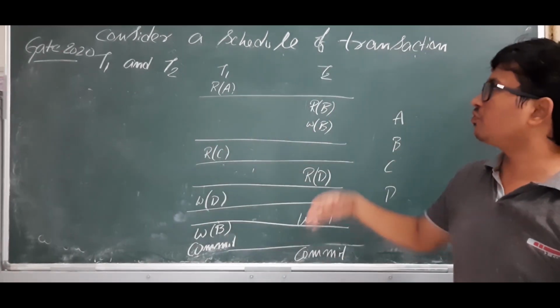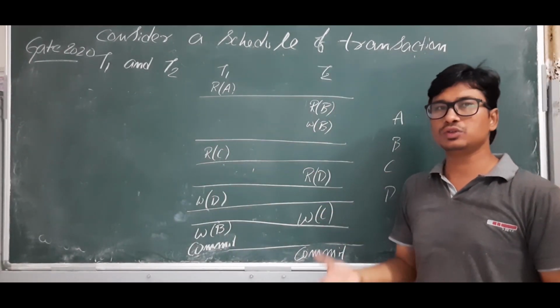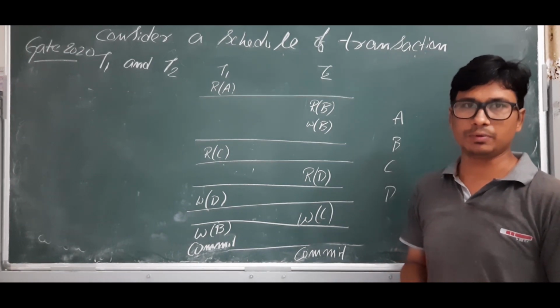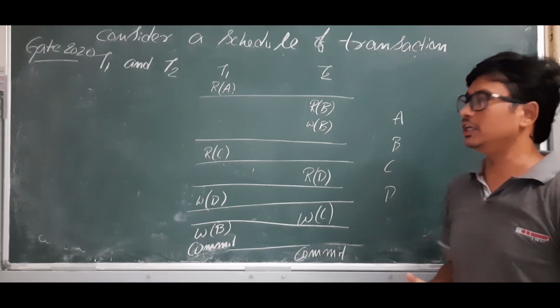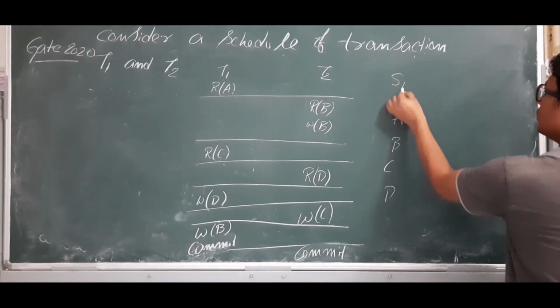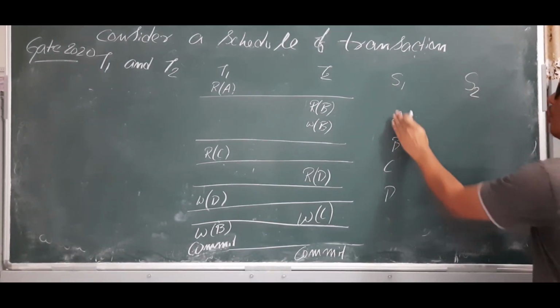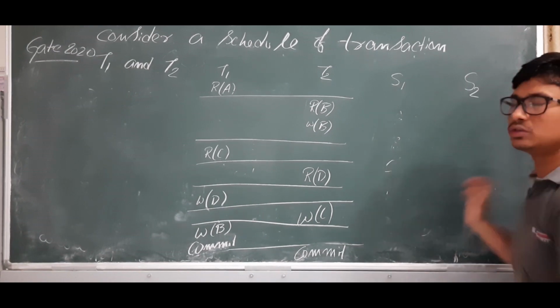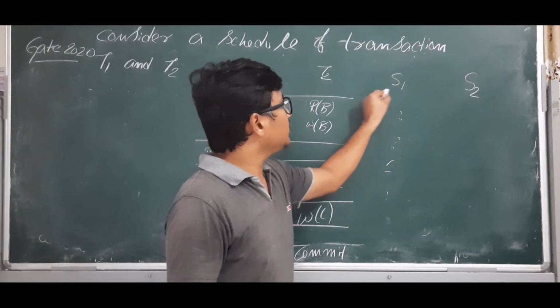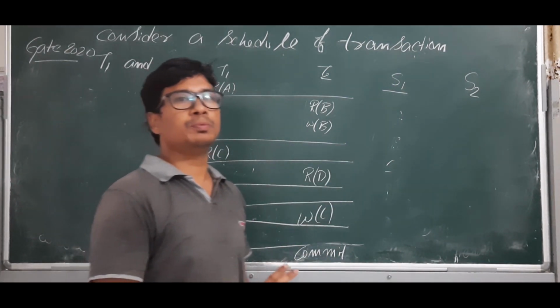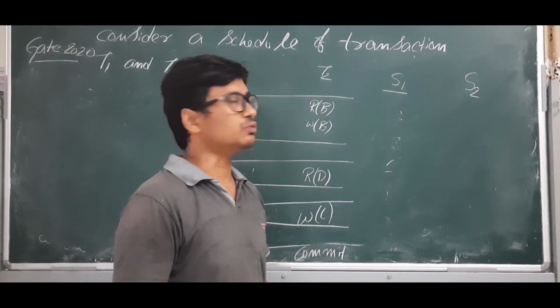Now, what is conflict equivalent? Before solving this question you should know what conflict equivalence means, that is, when I can say two schedules are conflict equivalent. Let's take a schedule S1 and a schedule S2. To say that these two schedules are conflict equivalent, first I need to find the conflict operations which are there in the schedule S1.